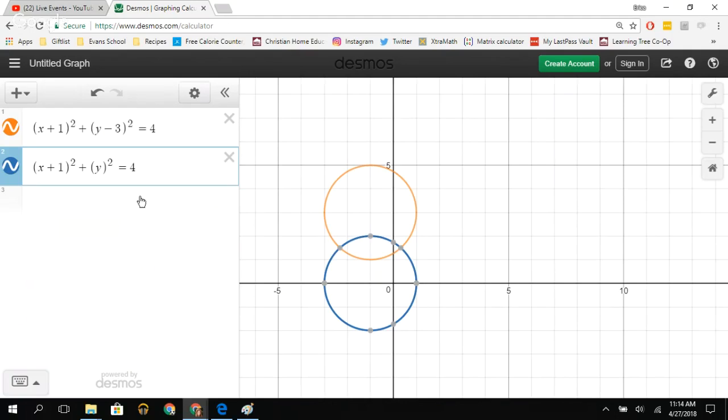Okay. Now I'm subtracting 3 from y, and you can see here my circle goes up 3. Because I'm subtracting, it goes up 3. Okay. So here's my original. Here's my new.